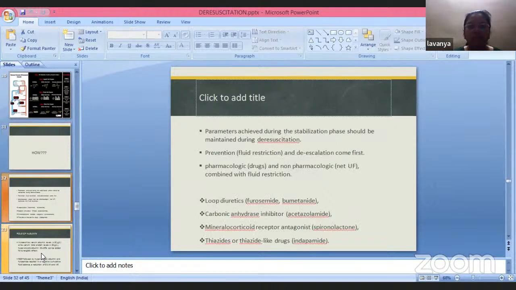Whatever parameters are achieved during the stabilization phase, where we are doing a conservative, late conservative fluid management, should be maintained during de-resuscitation also. So the first step is to either restrict or de-escalate. Then use active fluid removal by pharmacologic or non-pharmacologic methods. The drugs that are commonly used are the diuretics: loop diuretics like furosemide, bumetanide, carbonic anhydrase inhibitors like acetazolamide, mineralocorticoid receptor antagonists like spironolactone, and thiazides like indapamide.